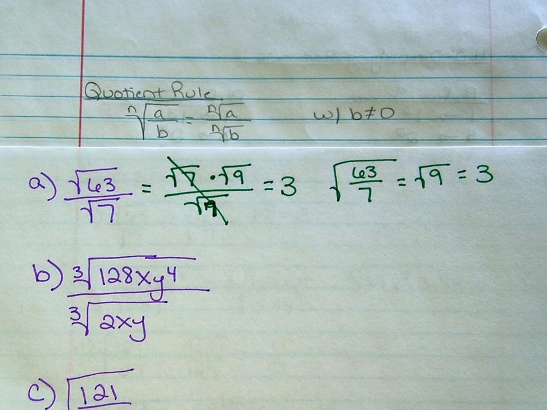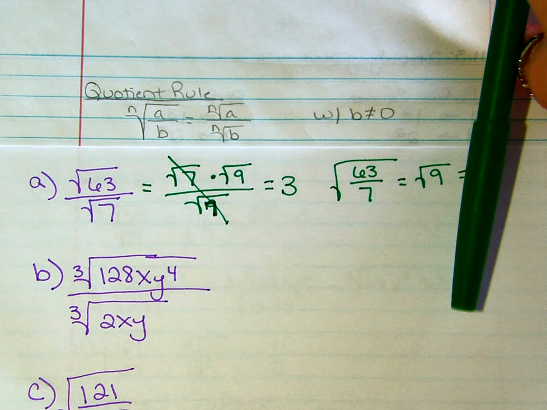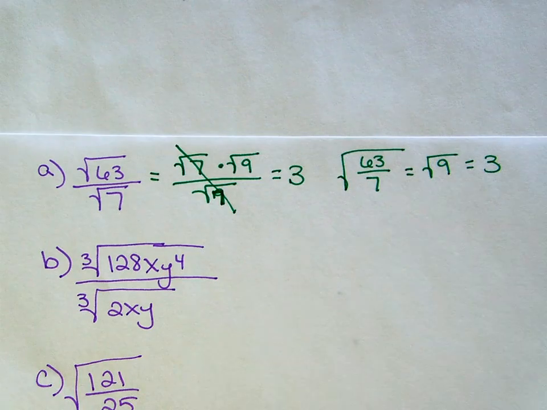When it comes to dealing with numbers and exponents in the mix, a lot of times it will be easier for us to do this big fraction with the radical on the outside so that we can simplify it on the inside first. That's what we're going to do with B.